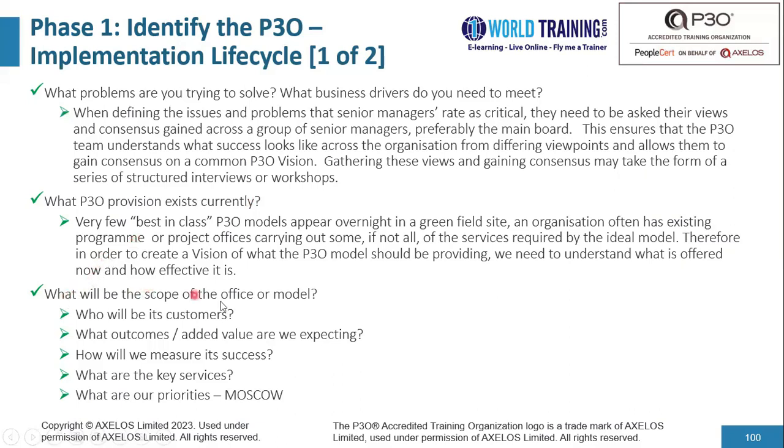The third question: what will be the scope of the office model? Some of the associated questions would be, who will be its customers? What outcomes or added value are we expecting? How will we measure its success? What are the key services? What are our priorities? We could use the MoSCoW technique. By the way, MoSCoW is an acronym that stands for what are the must-have requirements, what are the should-have requirements, what are the could-have requirements, and what are the won't-have requirements.